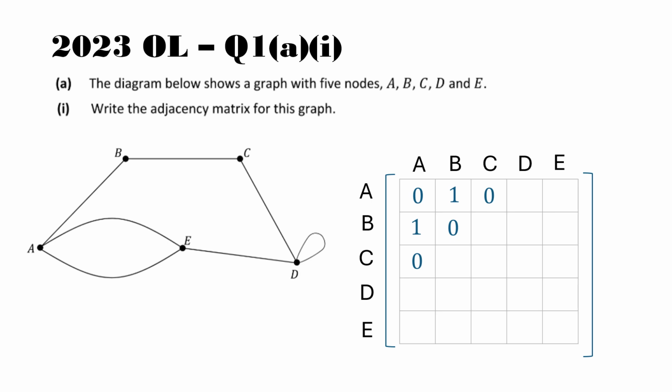Then we look between C and B, and there is one connection, and this is mirrored as the same between B to C. So remember, the order doesn't matter, so we're seeing that mirroring effect. And then C to C, there are no connections.